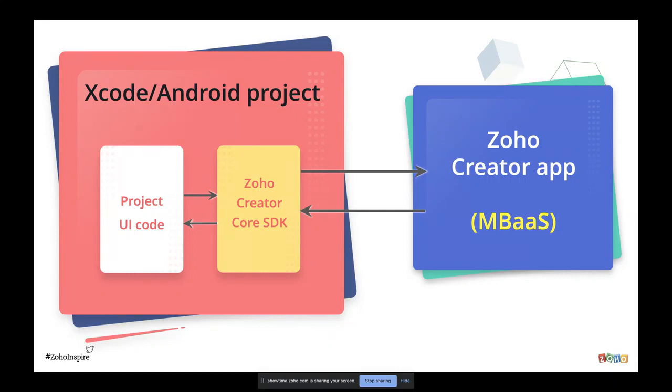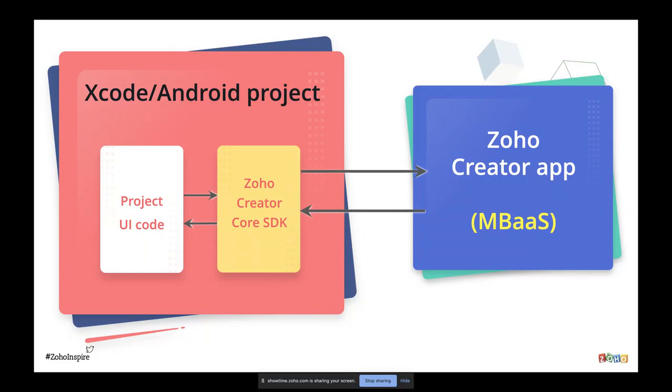Let's say you want to rework the native UI that we provide. You don't want that UI at all. You want to build your own UI for the mobile application that you're trying to develop. So on Xcode or the Android project, you build the UI code, and with the UI code, you'll connect it to the Zoho Creator app using the Zoho Creator core SDK.